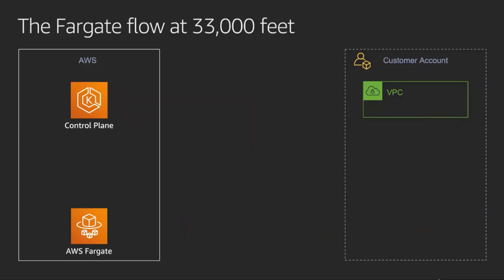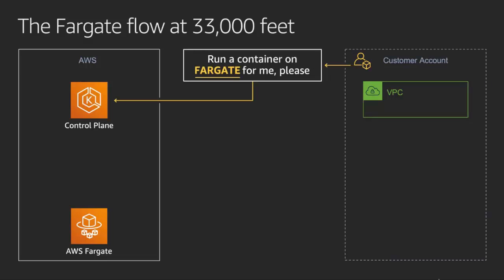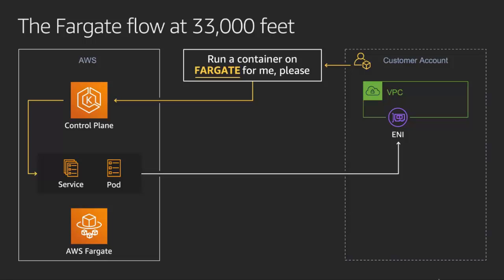Fargate changes this dynamic radically. So instead of having EC2 instances running in your account, those pods and containers that you ask the control plane to deploy on Fargate will be deployed on the Fargate fleet. So basically what we do is when you launch a container or a pod on the Fargate fleet, we're going to instantiate that pod on one of the VMs or micro VMs that is part of the Fargate fleet, and we're going to still attach that pod to your VPC.